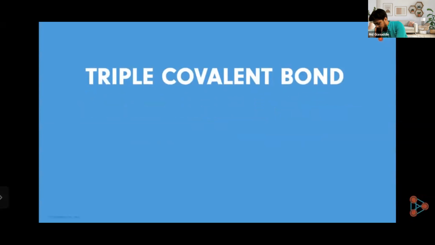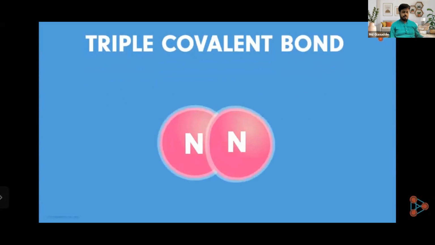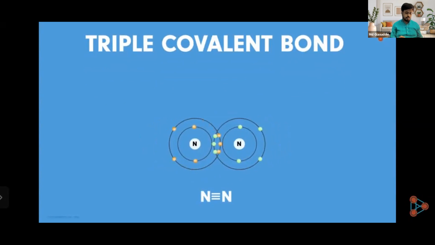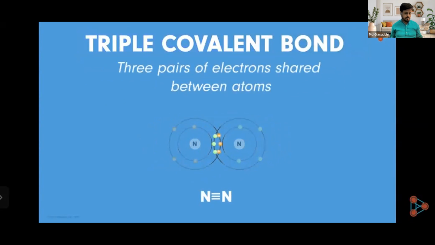Wait a second. Are we trying to say that a triple covalent bond also exists between the atoms? Absolutely. And the best example to study this is the case of nitrogen. We always find a nitrogen molecule written like this. Needless to say that the 2 nitrogen atoms share a triple covalent bond. That means 3 pairs of electrons or simply 6 electrons are shared between the atoms. This helps both the atoms attain the stable state.